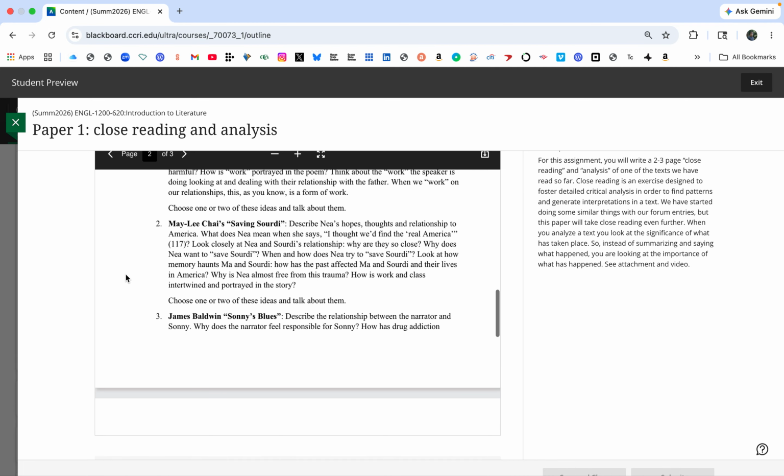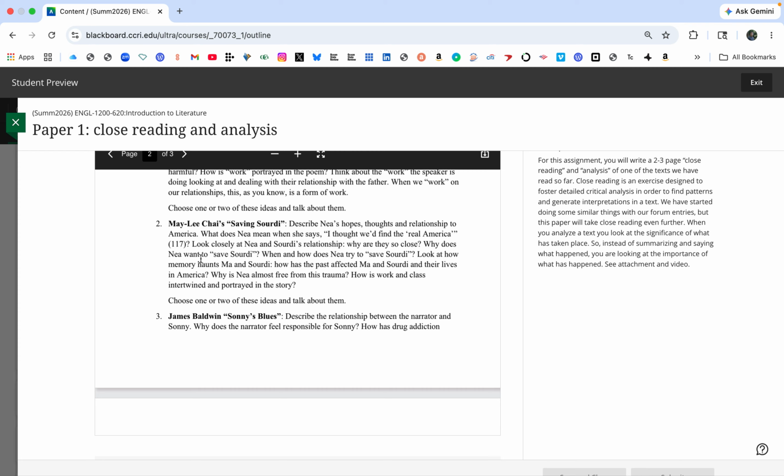Look at how memory haunts Ma and Sokha. How has the past affected Ma and Sokha and their lives in America? Why is Nia almost free from this trauma? How are work and class intertwined and portrayed in the story? Again, choose like one or two.